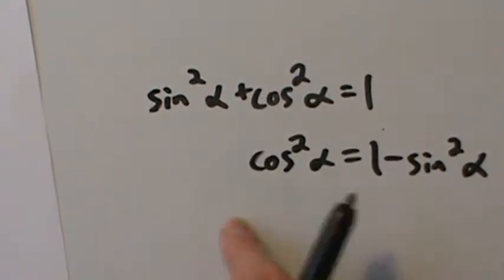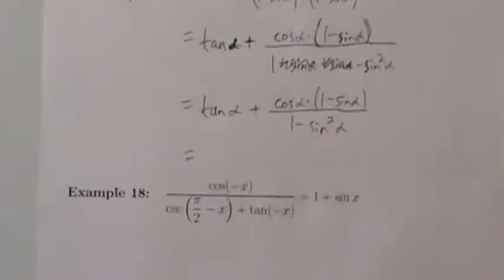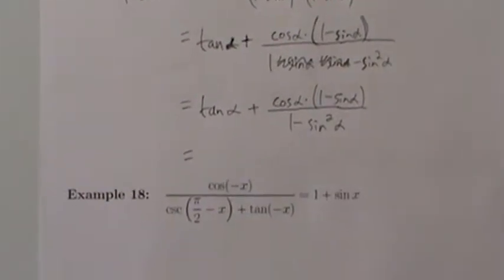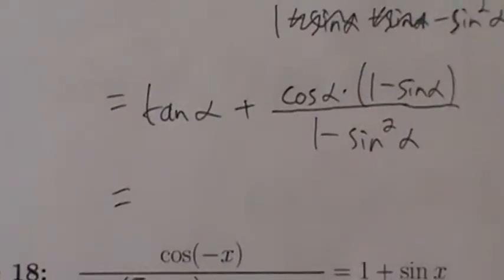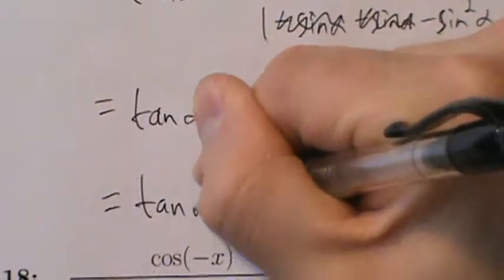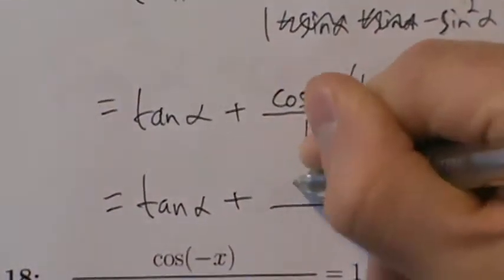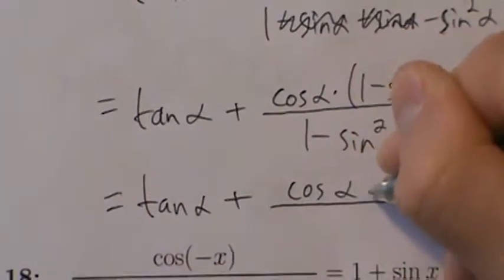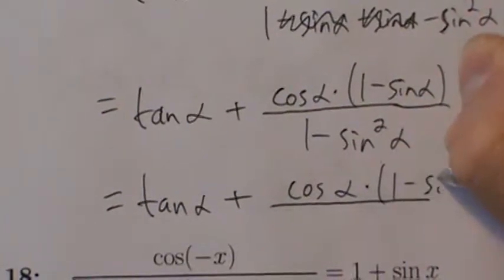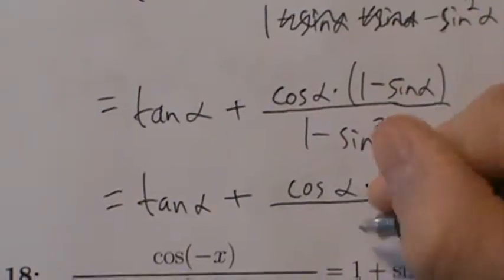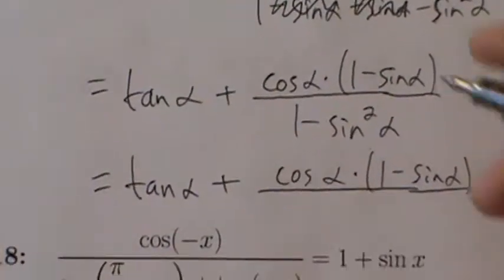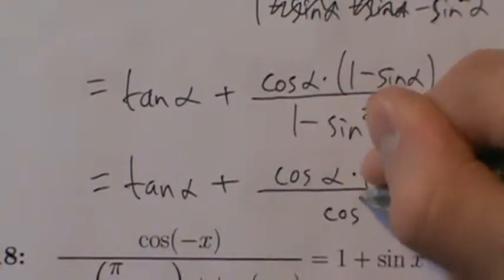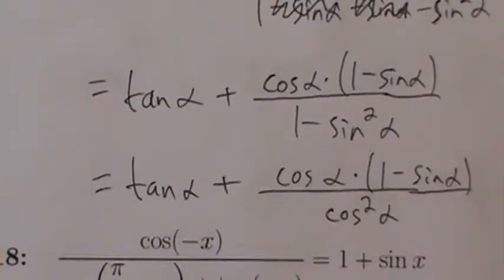We've used this fact or facts like it in several examples before already, so we see that it is something pretty common in trig identities. Definitely want to keep that in mind. So anyway, this is now tangent of alpha plus cosine of alpha times 1 minus sine of alpha, all divided by 1 minus sine squared, which is cosine squared, what we just saw. So cosine squared of alpha.